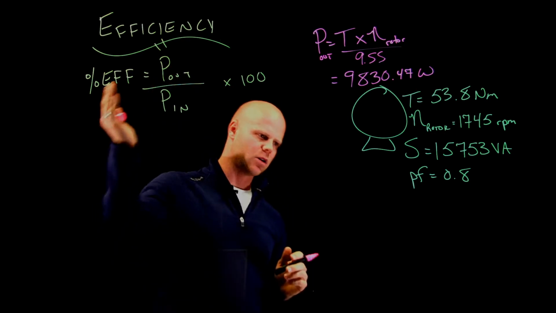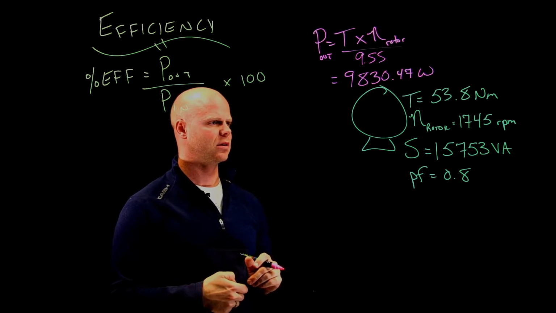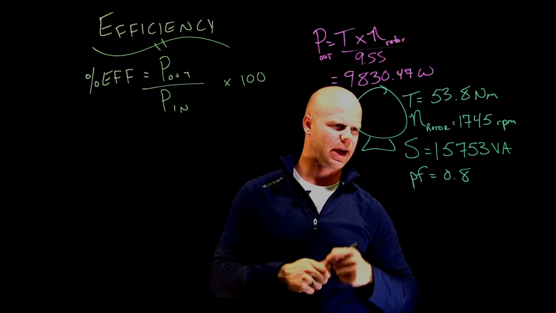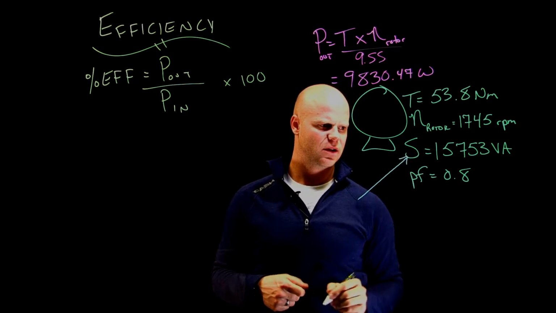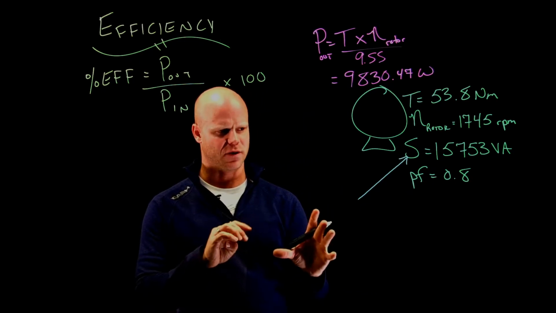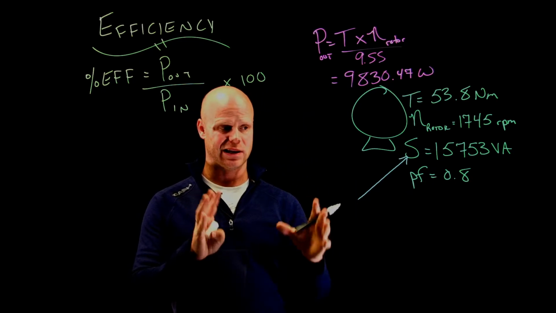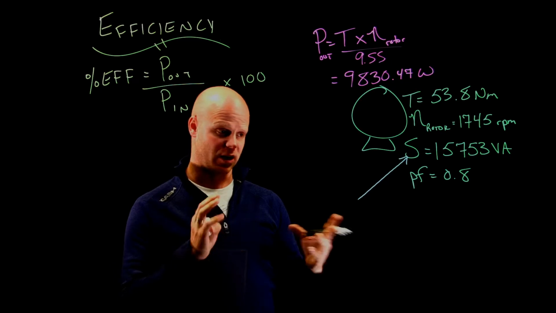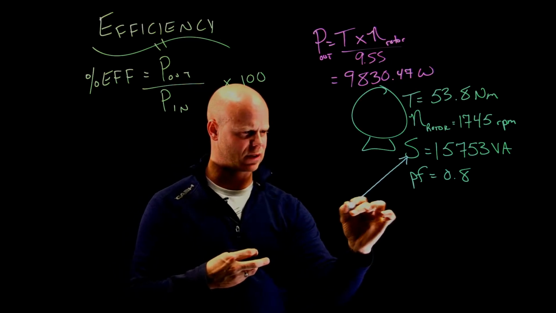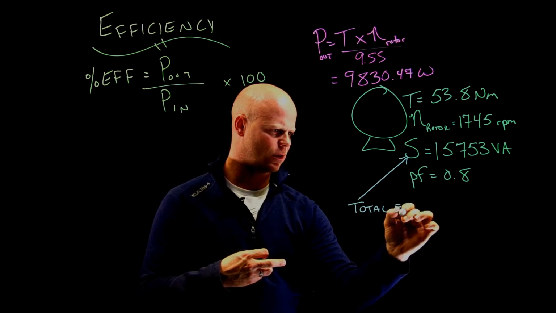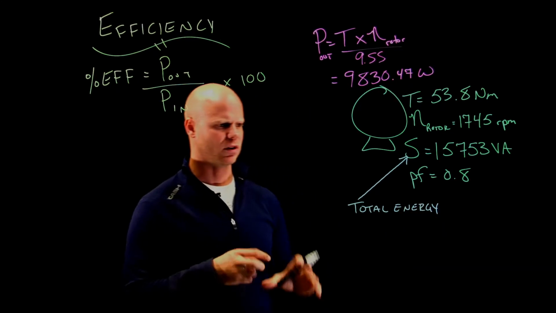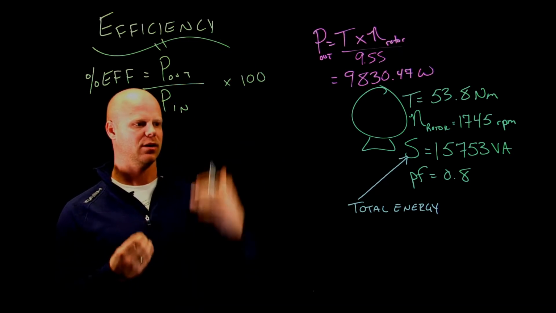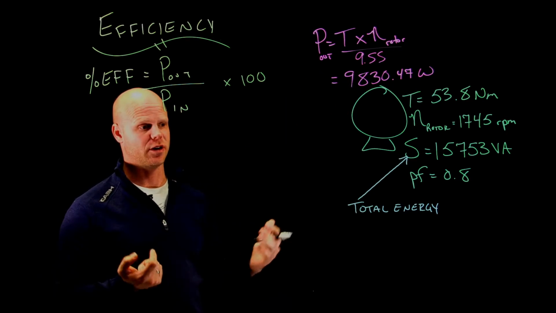So now I have to figure out, how do I get input power out of this? Well, if we remember what VA actually represents, we have to be careful because total power is referred to as watts. So we're not going to call this total power. This is the apparent power. And understanding what apparent power is, I always like to describe this as the total energy. The total energy that's present in order to perform my 9,830 watts.